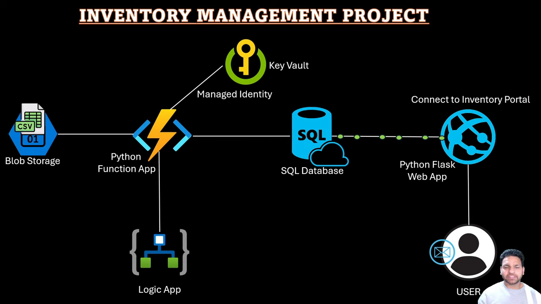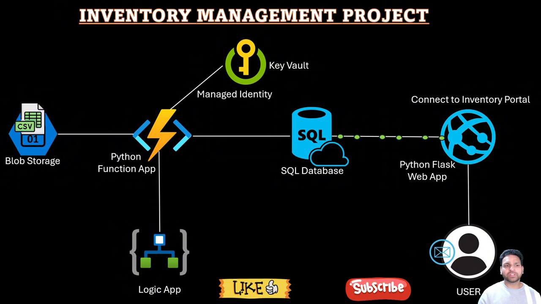Hello everyone, this is the last video of the 5-part series on the Inventory Management System. In the previous 4 videos, I provided the introduction about this inventory management system, as well as deployed the Azure Blob Storage Account, Function App, SQL Database, Key Vault and Logic App, and the end-to-end workflow from uploading the CSV file to the notification to the user is working fine.